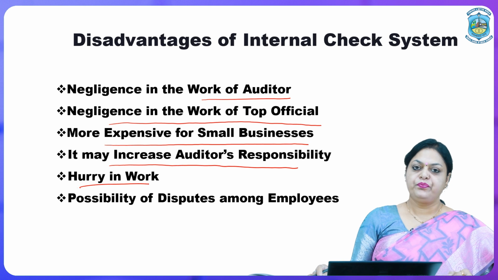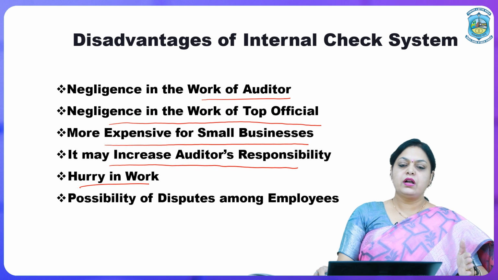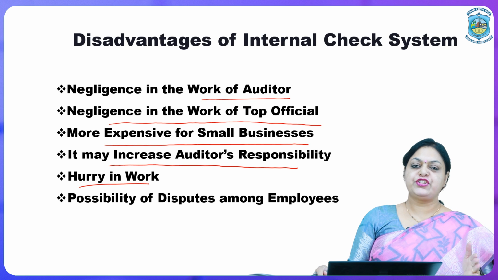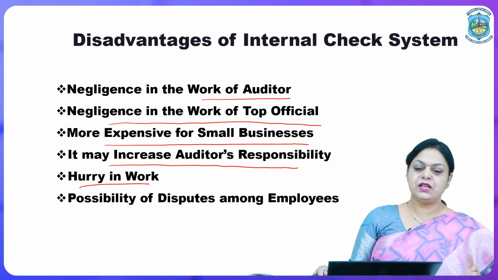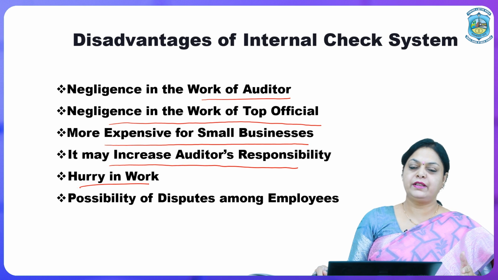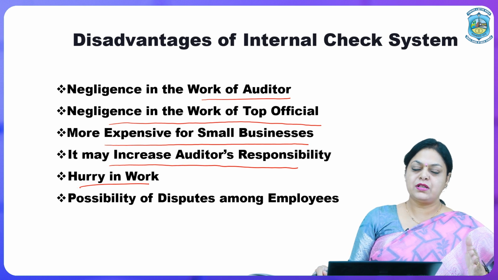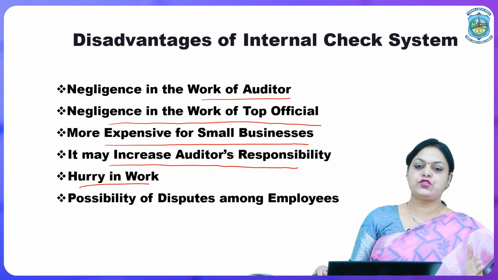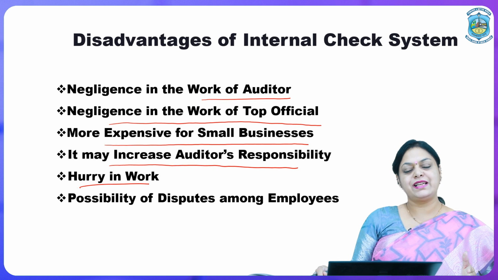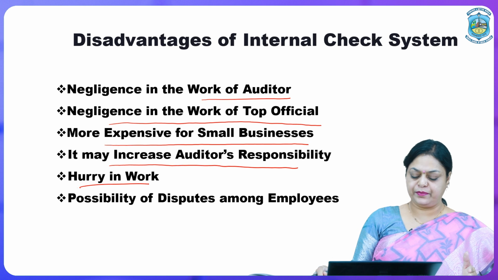Hurry in work. As the work is distributed among the people in such a manner, it is automatically checked by another person. The person next in line has to check the work, or has to wait for the other person to complete the task. So, the person doing the initial work has to complete the work in a hurry. This is a kind of disadvantage of the internal check system.